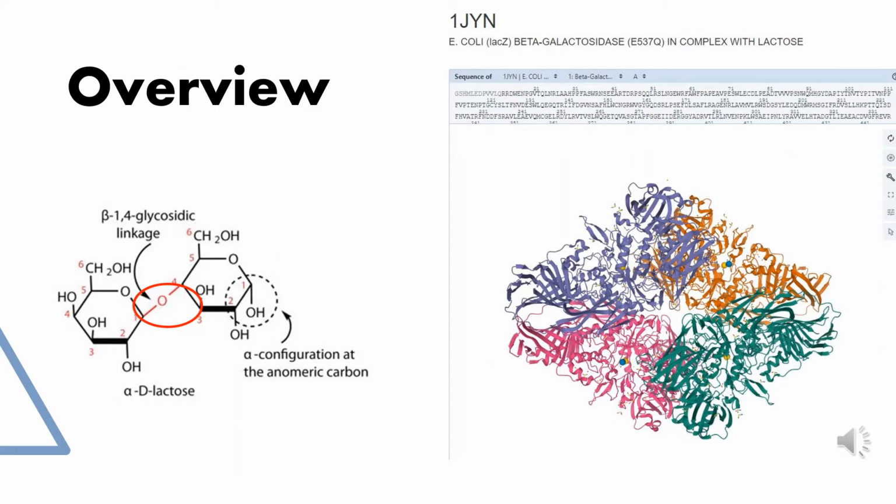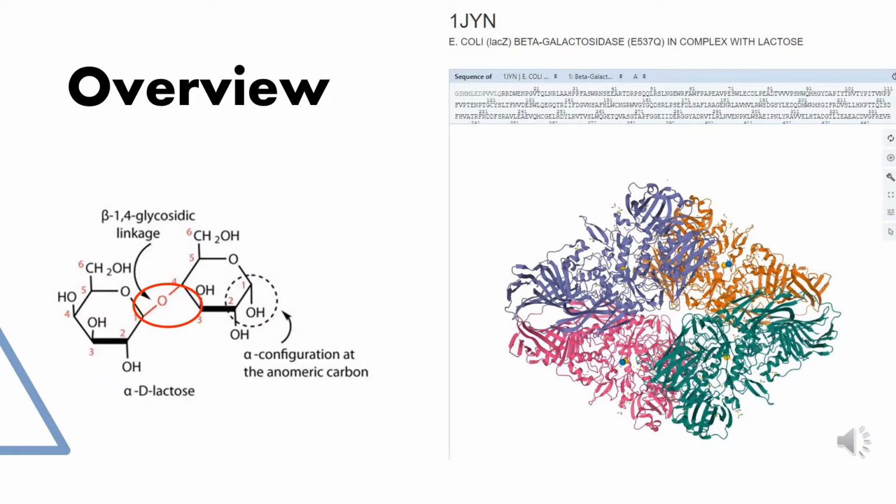Lactase is a beta-galactosidase enzyme, which means it catalyzes the hydrolysis of a substrate with a beta-glycosidic linkage. Lactose is the substrate, and it contains a beta-glycosidic linkage. The quaternary structure of lactase shown here is made up of 4 identical subunits. Each subunit is a chain made of 1,023 amino acid residues. The structure shown is in complex with lactose.